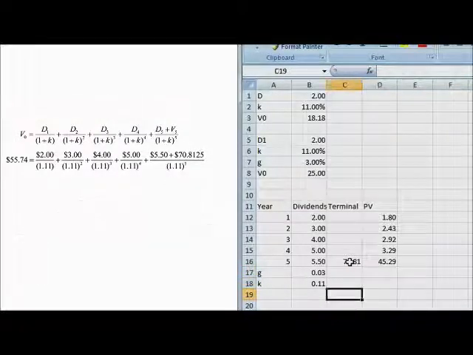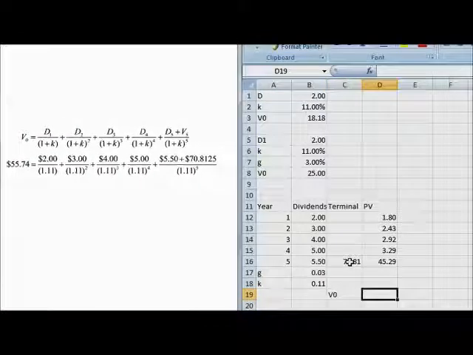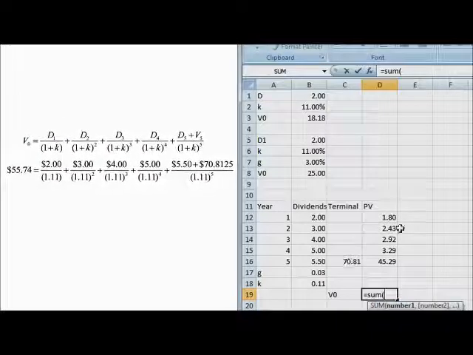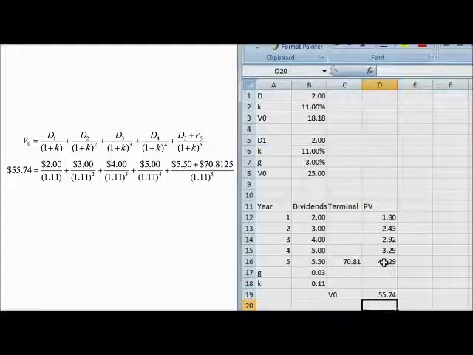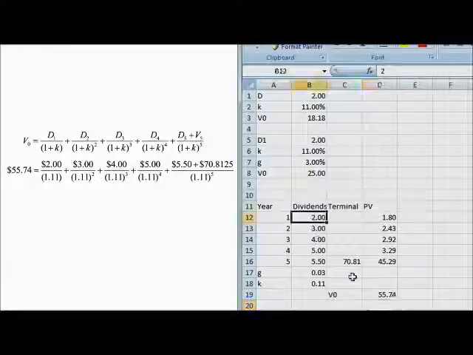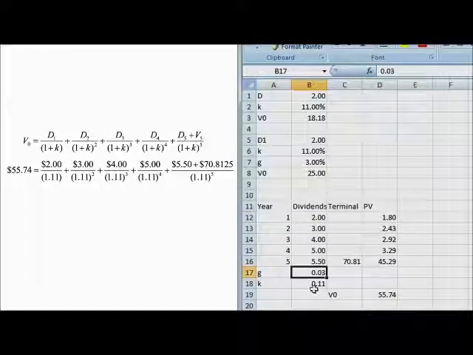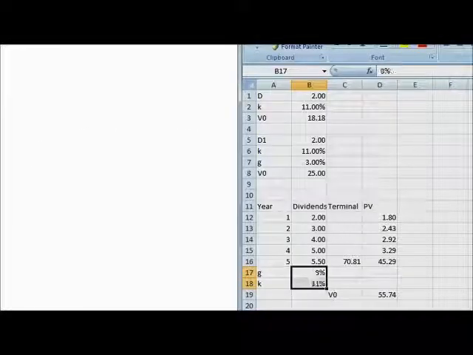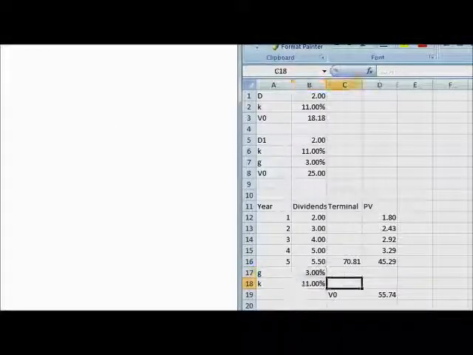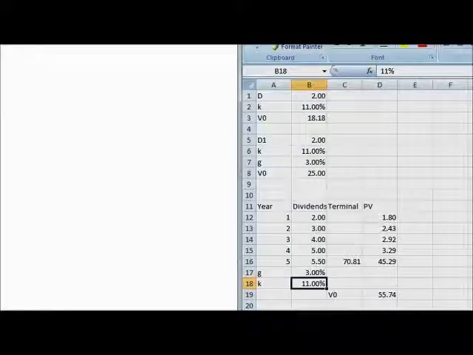Now to get the value of the stock at time 0, we're just going to take the sum of all of these present values. And again, we see that that value is $55.74. So again, once we've set this spreadsheet up, we can change the dividends, we can change the growth rate, and we can change the discount rate. Now let me go ahead and make these percentages. So we'll do a little formatting there. And now we can actually play around with this and see things that are quite intuitive.